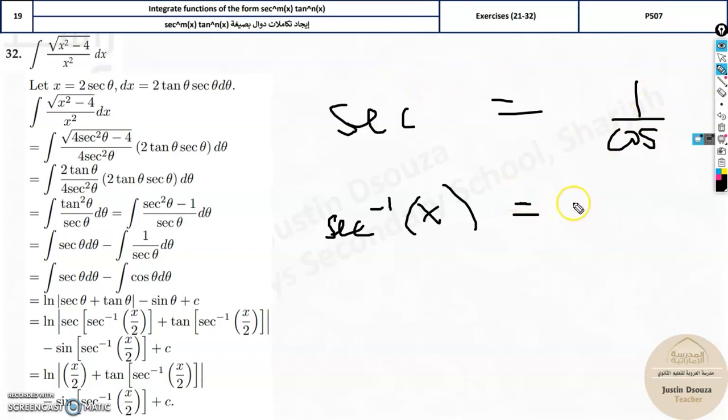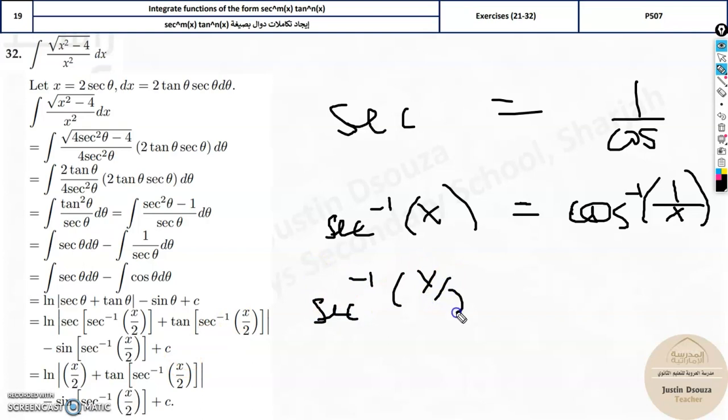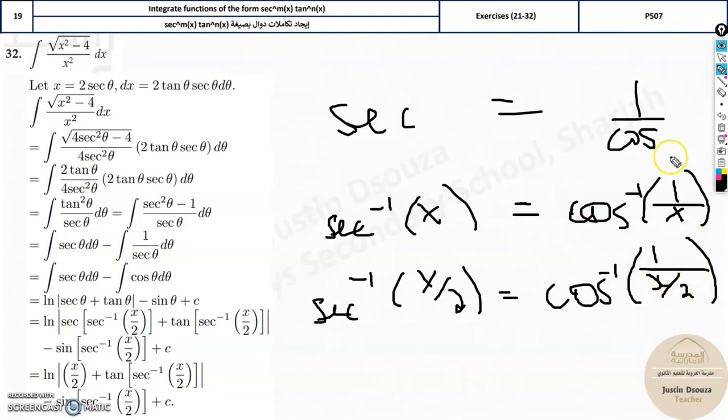So what happens is you should just remember secant inverse will be directly cos inverse, but whatever is inside, that's x, right? That will be 1 by x. So for example, over here we have secant inverse x by 2. Take a minute and solve what it's going to be. It is going to be cos inverse 1 by x, so it'll be 1 divided by x by 2. It'll be 1 divided by x divided by 2. So this is the method.